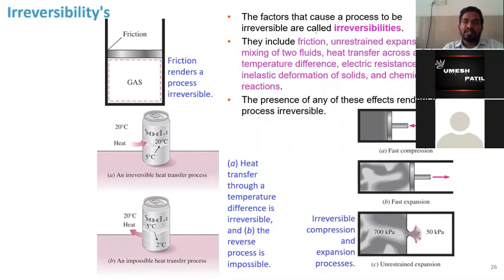So the first reason is friction. If there is friction, the process is definitely going to be irreversible. Why? Because suppose this is a piston cylinder arrangement. I am providing some work and I want to see the change in pressure. Then some amount of this work will be absorbed by the friction over here, and that is going to be converted into heat. That heat will be dissipated to the atmosphere.